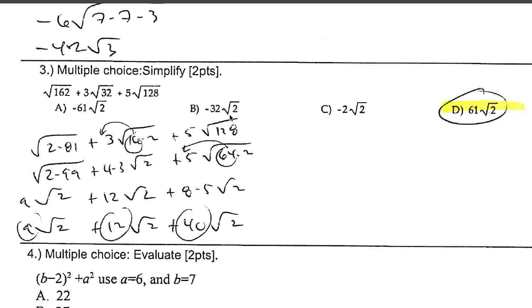12 radical 2. And then 128 divided by 2, so 128 in your factorization tree is 64 times 2. Square root of 64 is 8 and 8. That's a pair. It comes out. 8 times 5 is 40. The 9 plus 12 plus 40 gives me 61 radical 2.